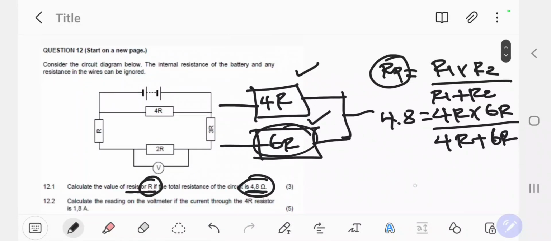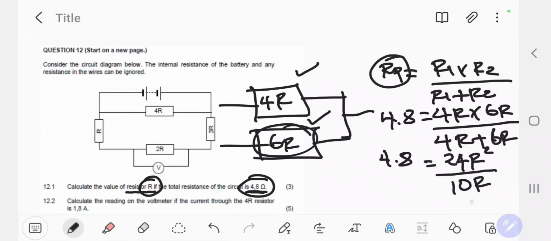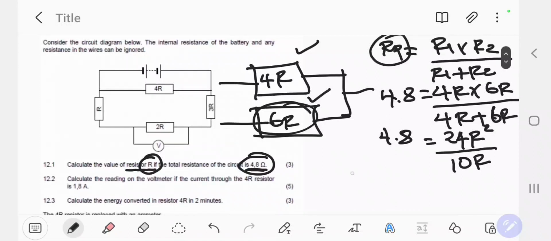It's a very simple question. You just have to be mathematically inclined. All right, guys. So you're going to have 4.8 equals 4R times 6R. We know 4 multiplied by 6 is 24. Then I'm going to have 24R squared all over 4R plus 6R, which is 10R. So we have 4.8 equals 24R squared over 10R.